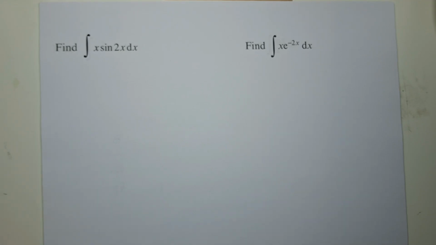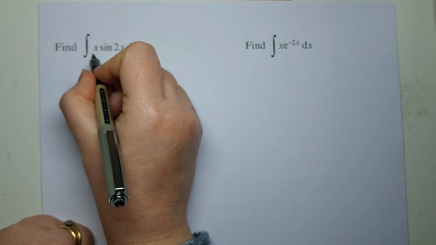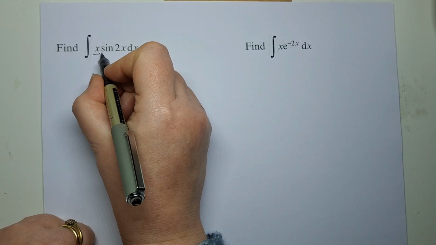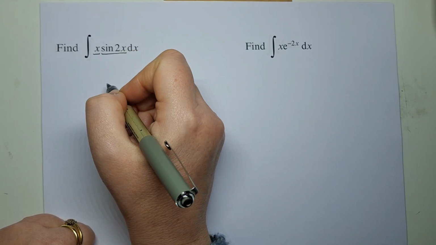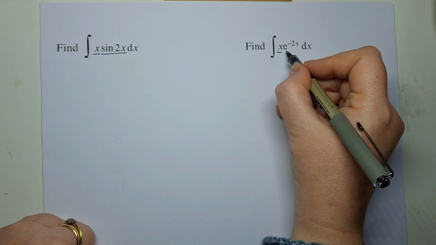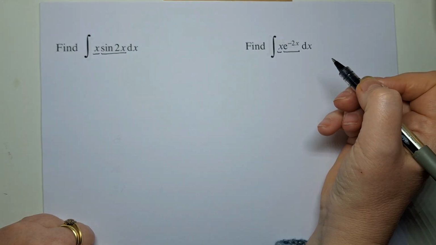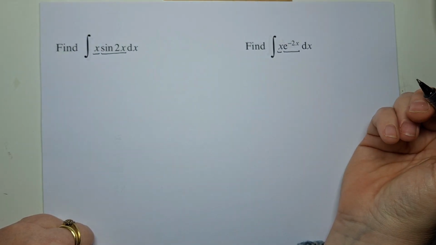Okay, on this page we have two integrations to do, but they are a little bit more difficult than the straightforward rules, because as you look at these, hopefully you're spotting that you've got what is effectively a product. You've got an x there and you've got a sine 2x there, and on this one you've got an x and you've got an e term. So this is integration by parts.